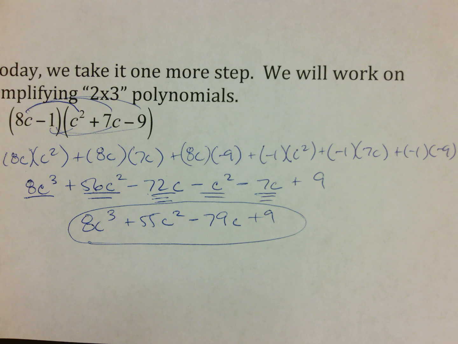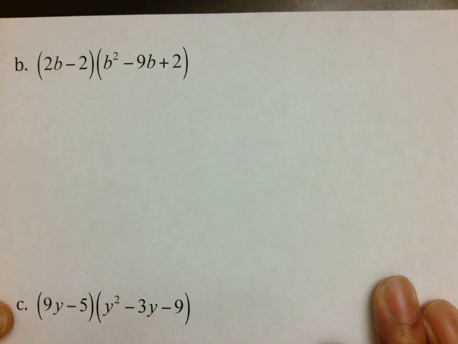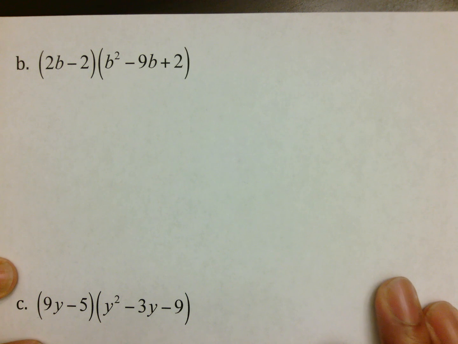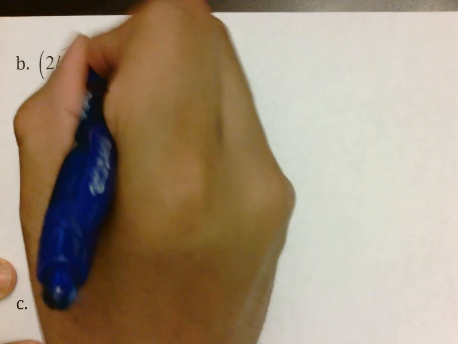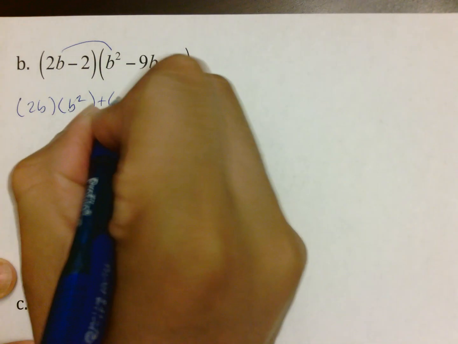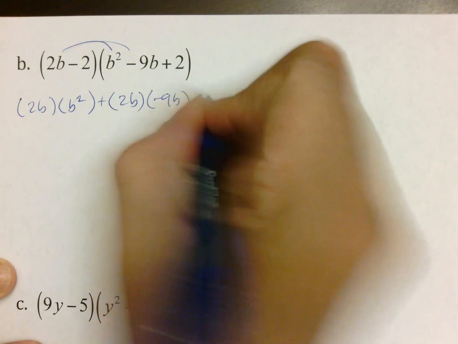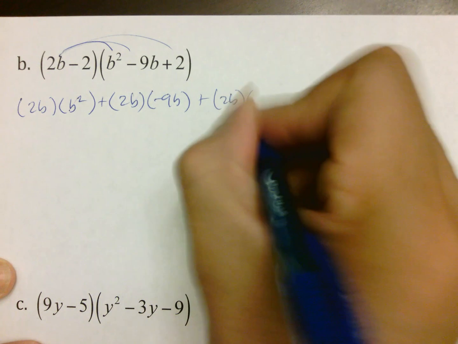So it's not bad, it's just a lot of work. And again, the good news for you is that because you've done all the work for the last couple days, today you only get 2 of these where you have to actually show all the steps, and then after that you get a review that has no steps necessary that you can actually start working on doing on paper since you do have a quiz tomorrow. Again, on B, you're going to do 2b meets b squared. Then 2b meets negative 9b. And then 2b meets 2.